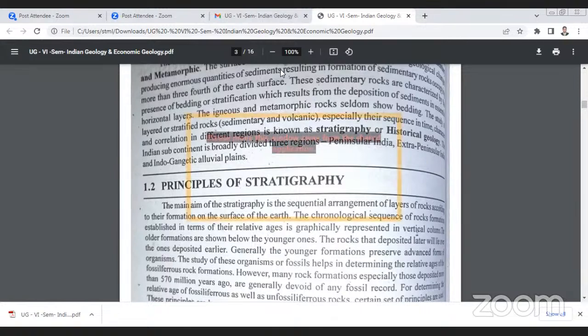The rocks we see as younger, the younger formations, preserve advanced forms of organisms. The study of these organisms, which are called fossils, helps in determining the age of the rocks. Based on the fossils in the rock formations, we have a chance to find out the age of a rock.